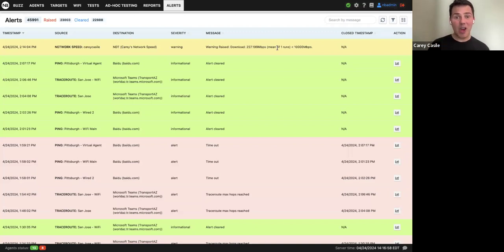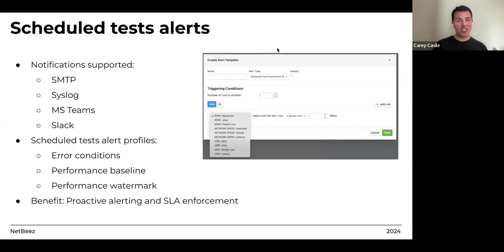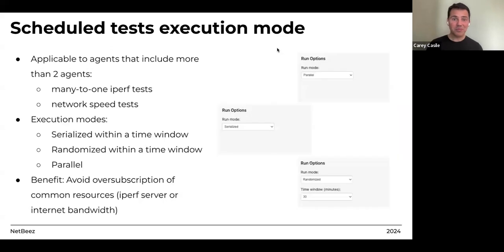Next, we're going to move on to, so this was the scheduled test alerts. The scheduled tests execution mode is a really cool thing that we just implemented. So this is going to be for any many-to-one scheduled tests. And so take a many-to-one iPerf test to an iPerf server, or if you have several agents that are connected to a network speed scheduled test, those would fall under this as well.